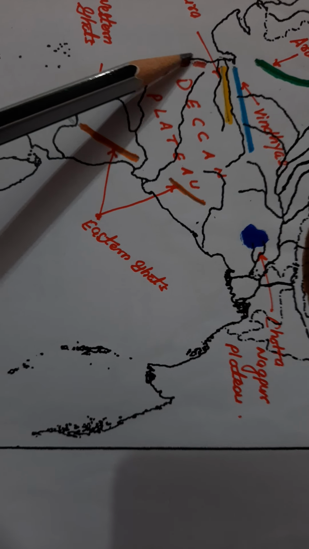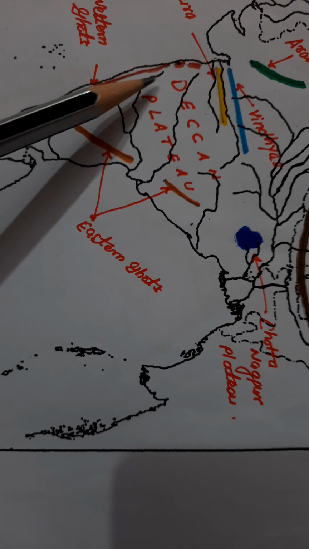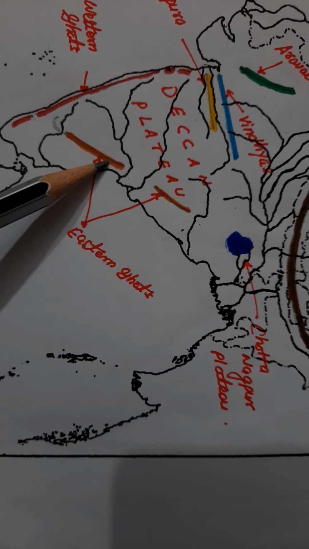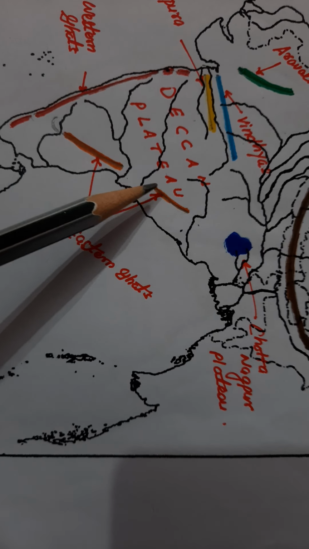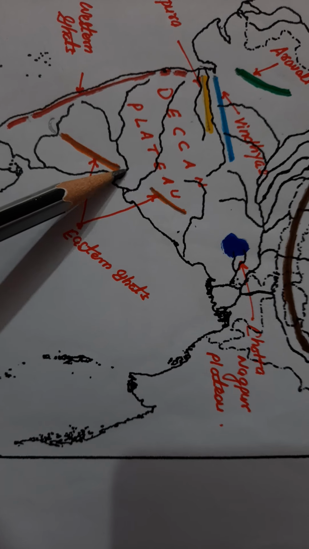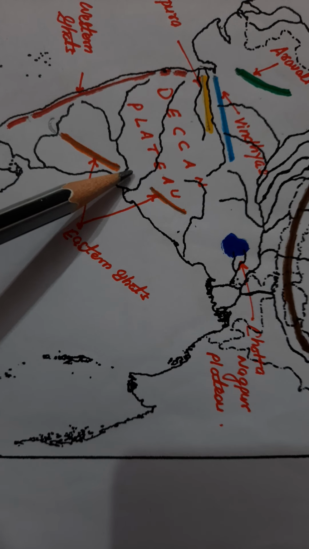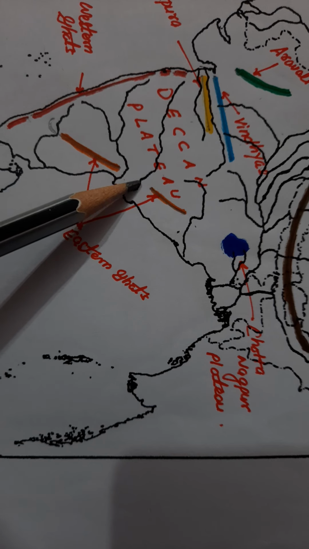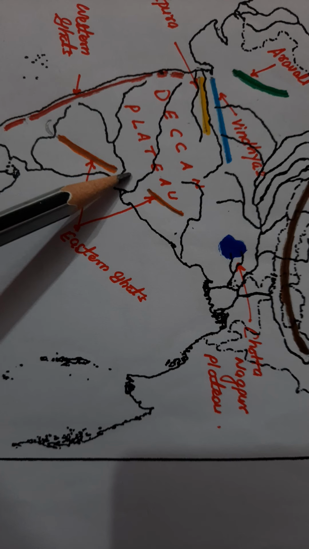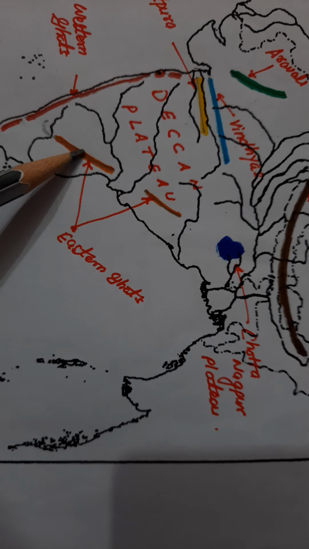Running parallel to the western coast is the Western Ghat, and running parallel to the eastern coast is the Eastern Ghat. But remember, do not put any line, dash or shading between Godavari and Krishna, otherwise it may be wrong, because there is no mountain range or hilly area between the Godavari and Krishna rivers. So don't place any marking here. This is the Eastern Ghat.